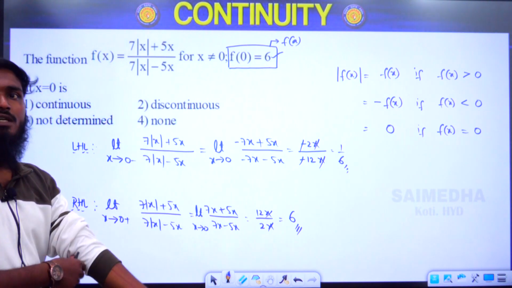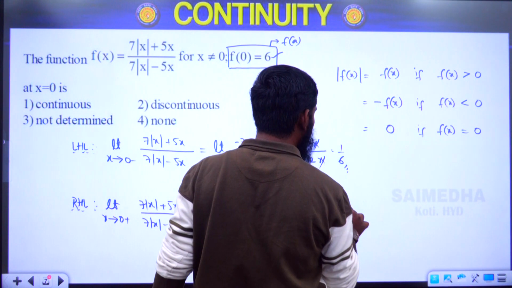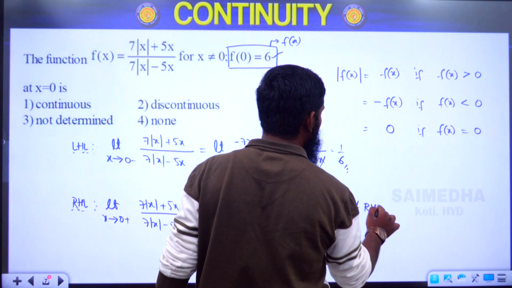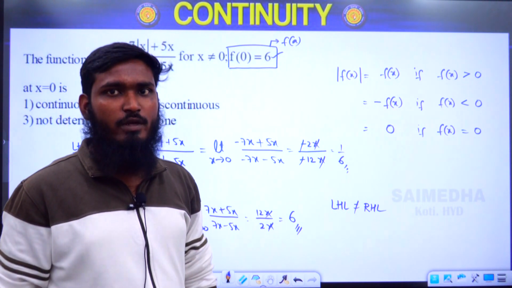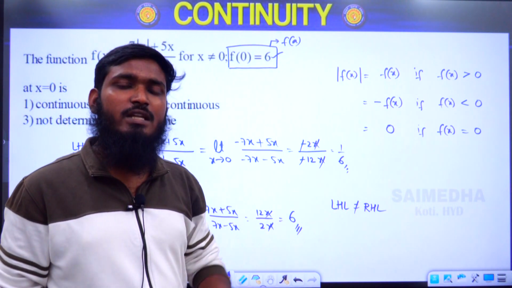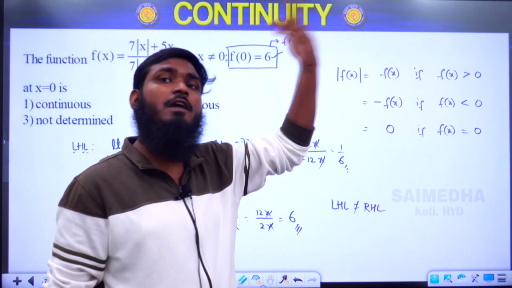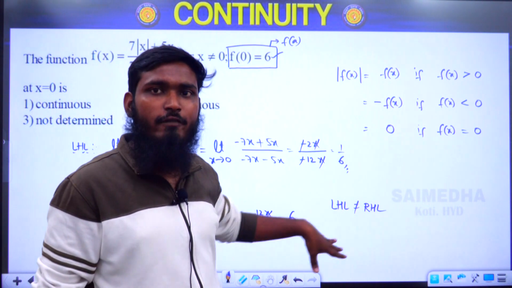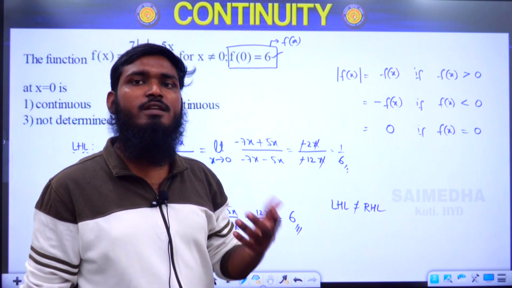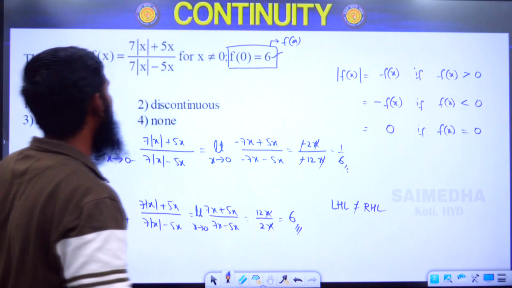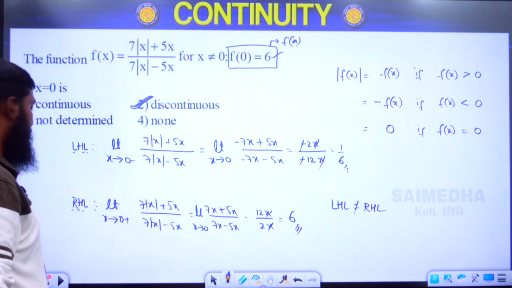RHL value is equal to what? 1 by 6. Okay. So LHL is not equal to RHL. If LHL is equal to RHL, then we can go for the function value. Okay, if these two values are equal, then we have to go for the function value. But over here, the limit itself does not exist, so continuity also does not exist. That means we can say the function is discontinuous.